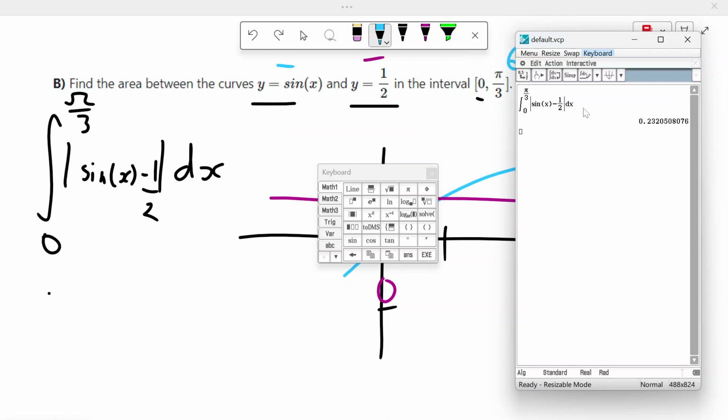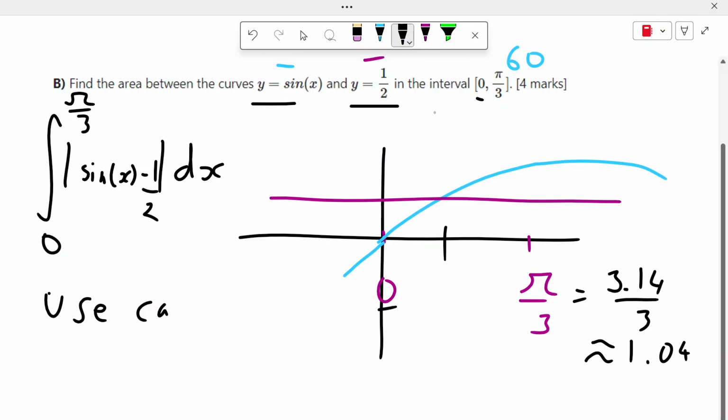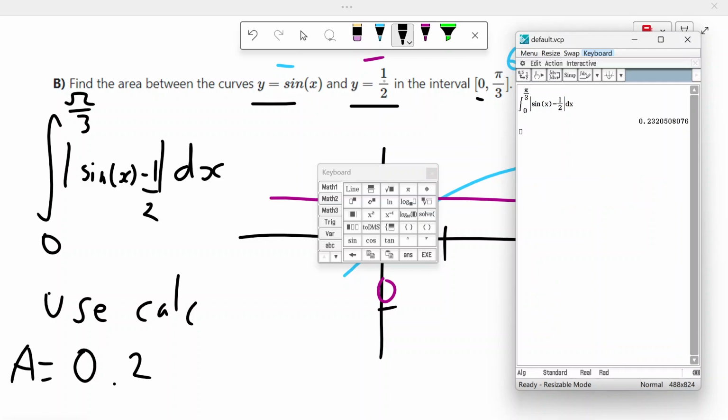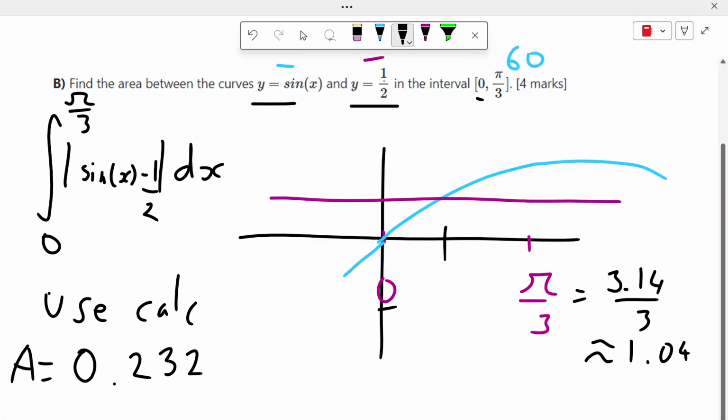So if I hit enter, that is equal to not a nice number, but that's the best that we're going to get. So it did try and make it standard, not decimal. So it's not nice. It can't quite figure it out. So for this one, you just say use calc and say that this is all equal to, or A for area is equal to 0.232. Perfect. And then that's how you do it.